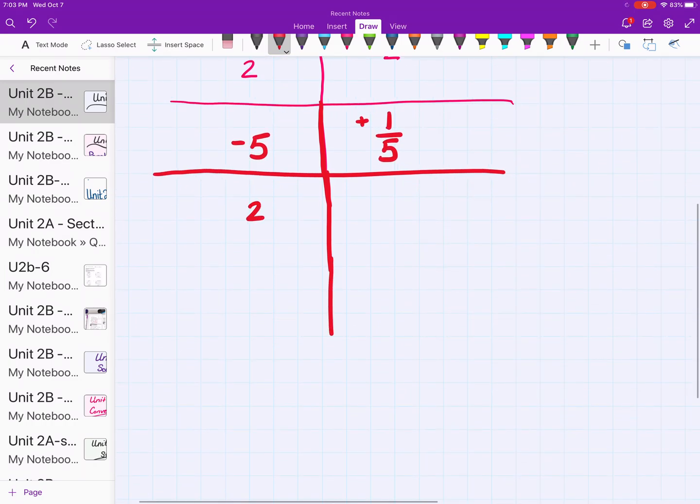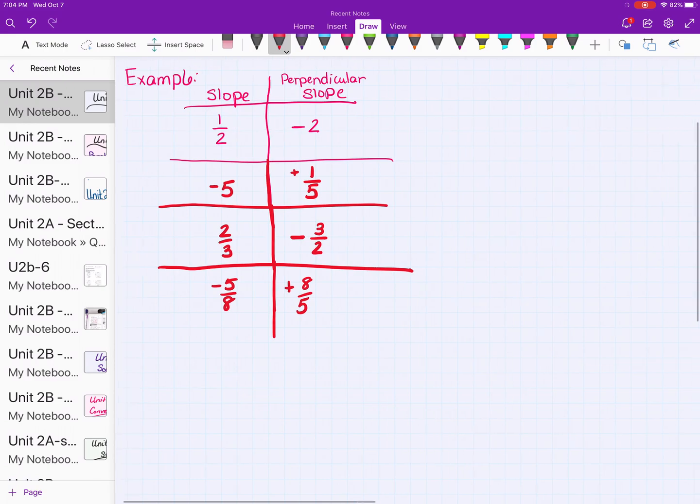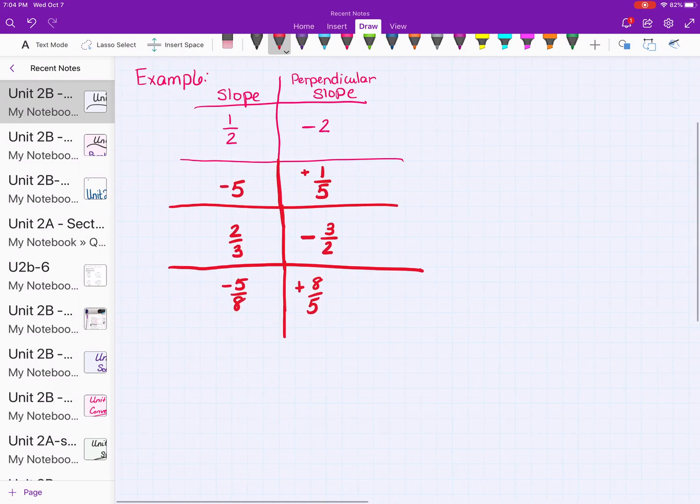What if I gave you 2/3? It was positive, so now it's negative. Flip it over, -3/2. That's the perpendicular slope. -5/8. Flip it over, change the sign. 8/5, and it's positive. Okay, that's what I mean by opposite reciprocals. So you might want to write that down so you're sure you understand that part. That's the part I see people having trouble with. The rest of it is just like doing parallel.